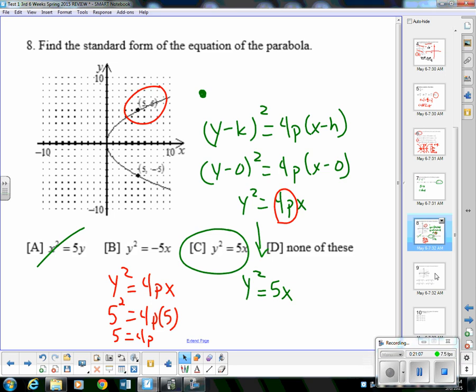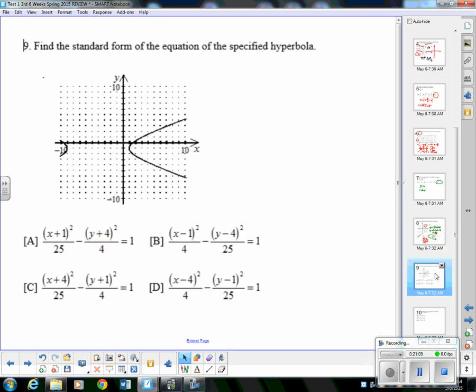Okay, the next problem. Find the standard form of the equation of the specified hyperbola. Now, you're very likely going to have one like this on the test tomorrow. You need to understand that your picture may not be perfect. The hyperbola, part of it is right here. The other part of it is right here. It extends infinitely like that, but the whole hyperbola is not specifically put inside the picture. But enough of it is so that we can get the standard form of the equation of the hyperbola.